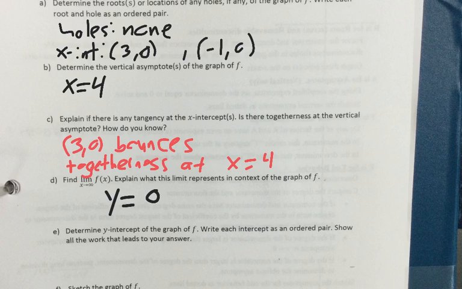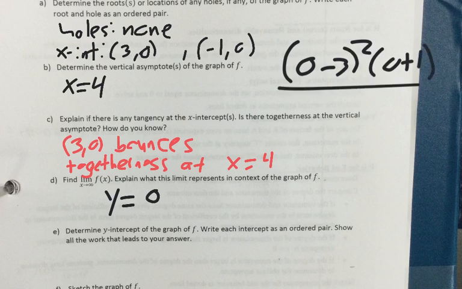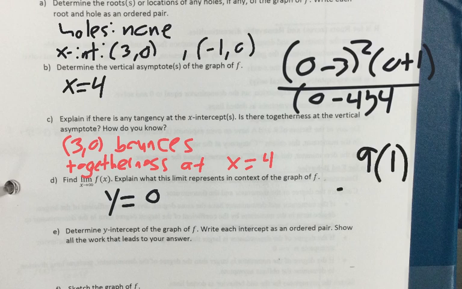E, determine the y-intercept. Plug in 0 for x. So what's in the numerator if you plug in 0 for x? It would be (-3) squared times 1. Is everybody good with what I'm doing? Plug in 0 for x: (0 minus 3) squared times (0 plus 1) over (0 minus 4) to the 4th. So that's (-3) squared is 9, times 1, over (-4) to the 4th, which is 16 times 16, 256. So the y-intercept is at 9 over 256.